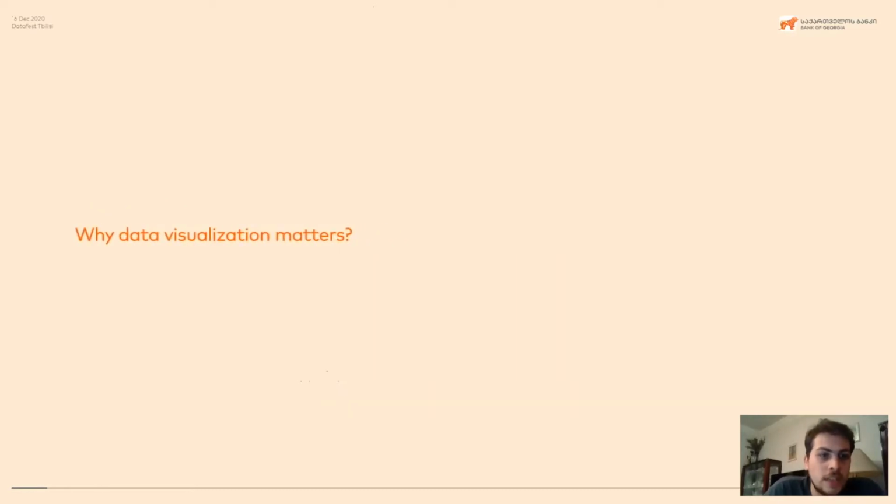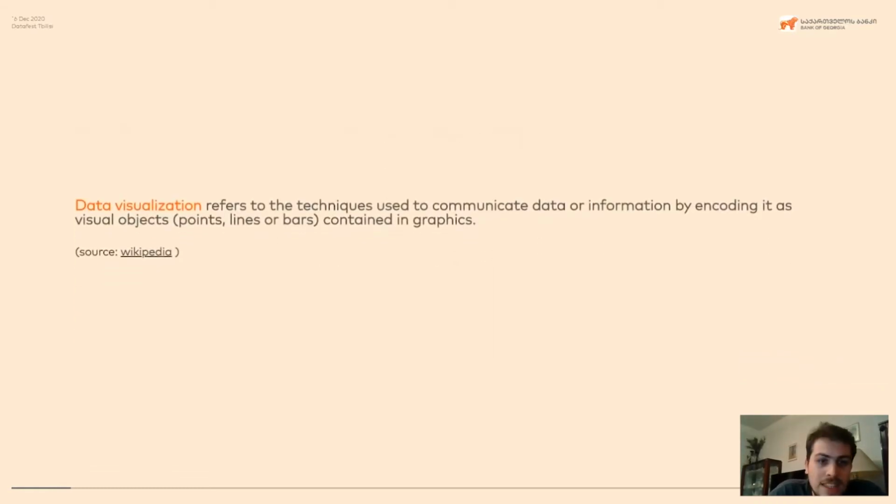First of all, let's ask the question, why does data visualization matter? We all know that it needs some effort to make visualizations, so it's legitimate to ask this question, right? Is it worth doing at all? In order to answer this, let's say once again, what is data visualization? Based on the definition on Wikipedia, data visualization refers to the techniques used to communicate data or information by encoding it as visual objects, like points, lines, or bars contained in graphics.